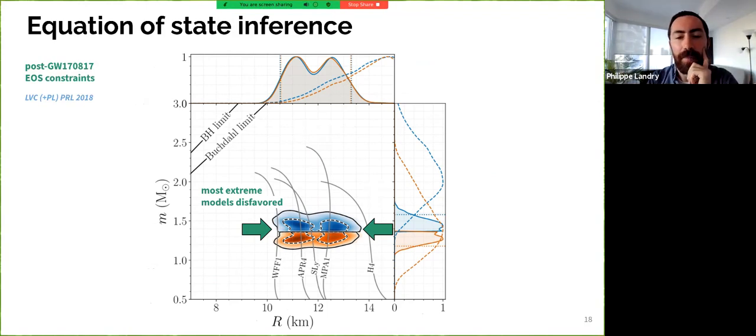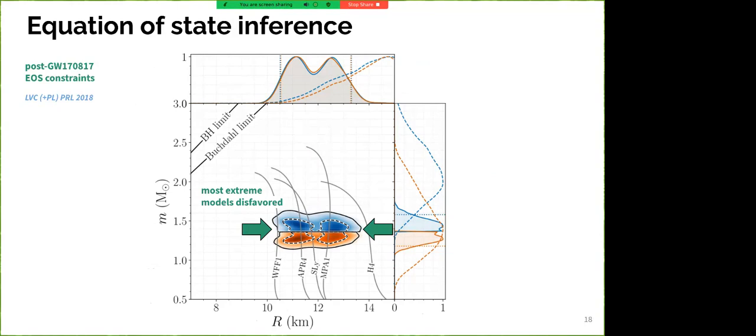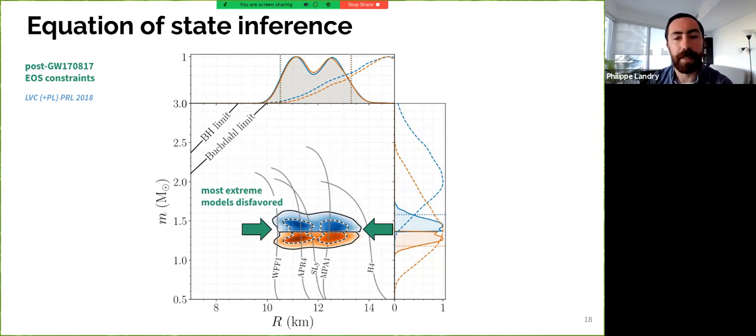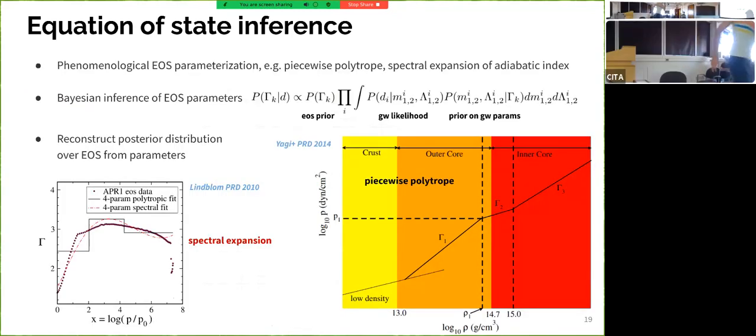Well, it tells you that the radius is smaller than you might have thought. So the initial range nuclear theory models could predict is maybe between 9 or 10 kilometers and as much as 16, even 17 kilometers. GW170817 sets an upper bound on the radius of about 13 kilometers or so, just favoring the most extreme models, basically. We have a question.